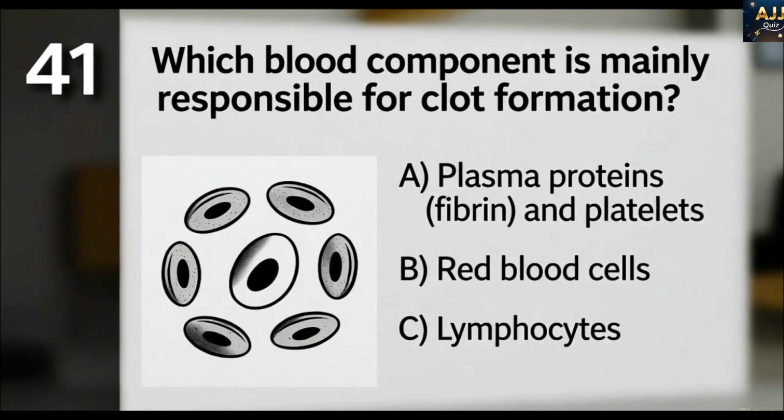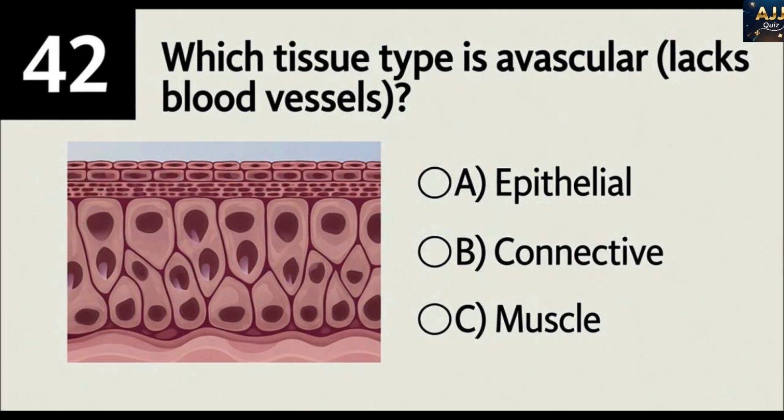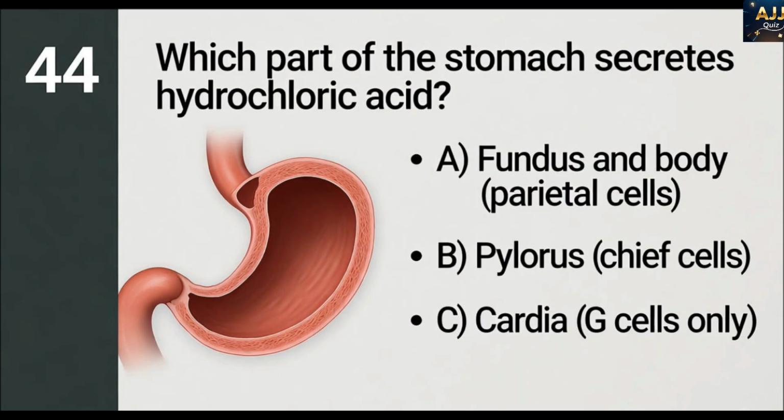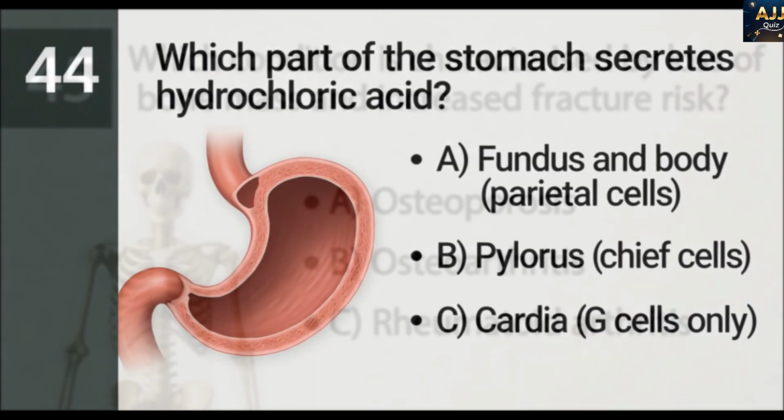Which blood component is mainly responsible for clot formation? Plasma proteins and the platelets. Which tissue type is avascular? The epithelial. Which muscle is the primary mover for hip flexion? Iliopsoas. Which part of the stomach secretes hydrochloric acid? The fundus and the body.